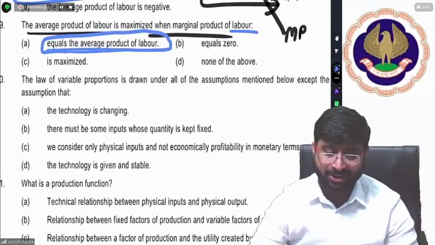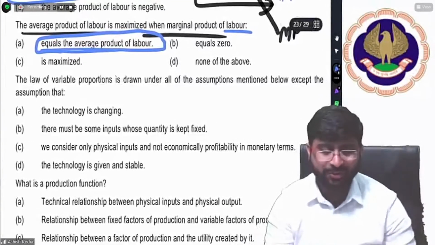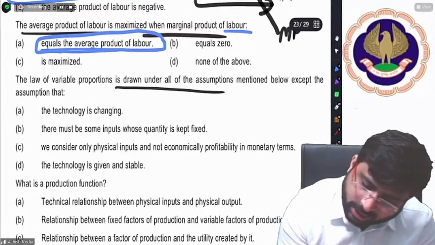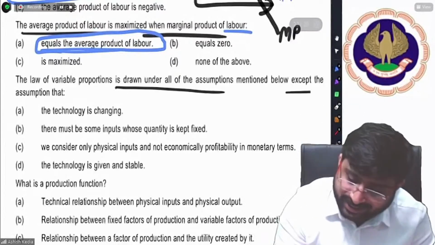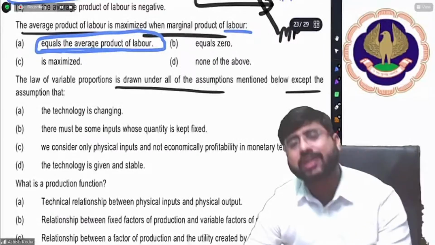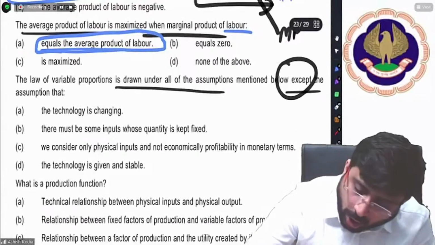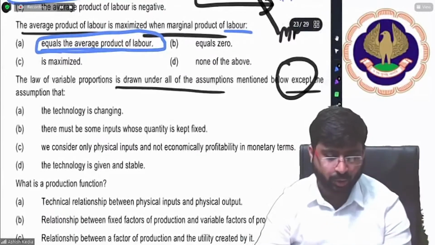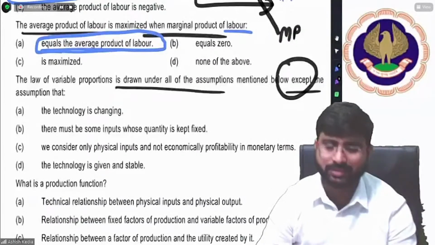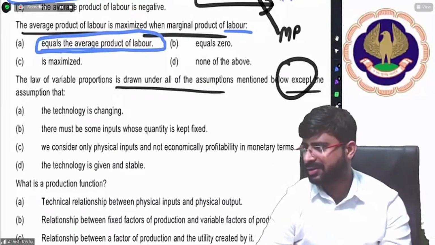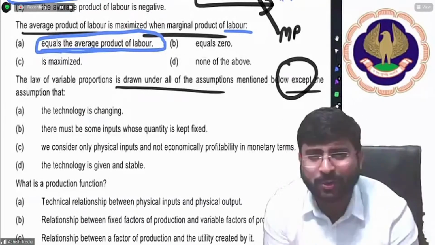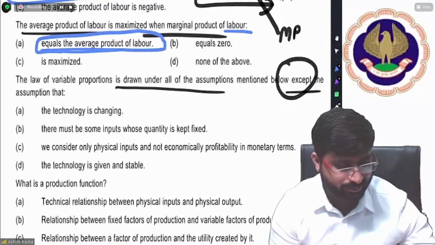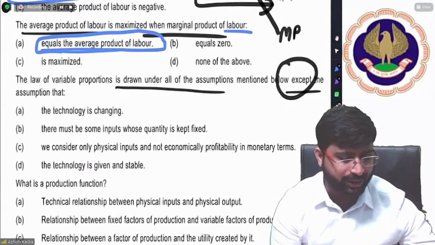Another good question, very good question. Question number 50, if you see. The law of variable proportion is drawn under all the assumptions, except, so which one of them is not an assumption? Except means not an assumption. Question 50, friends. Which of the following is not an assumption? Come on, let's hear it from you. What do you think is the correct answer?